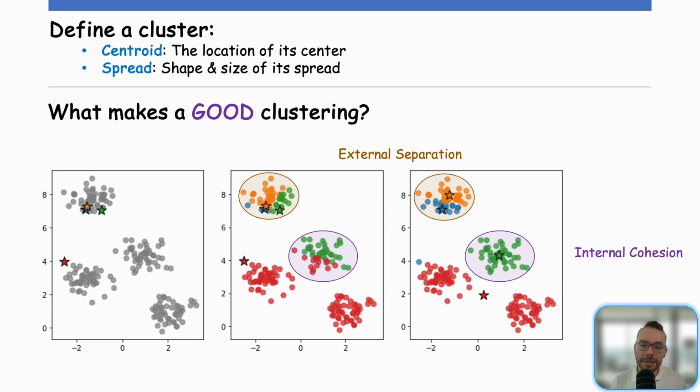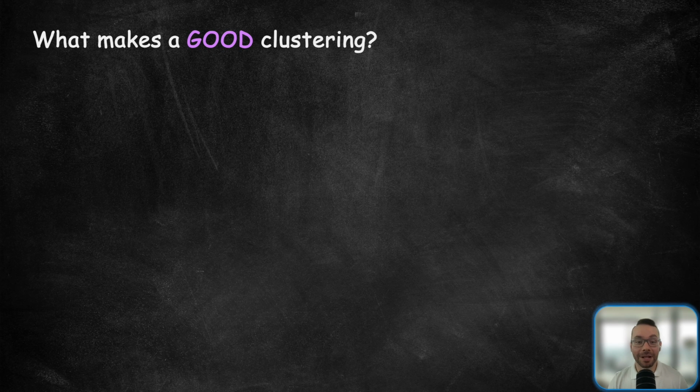So ideally, you want these 2 metrics, internal cohesion and external separation. So you want data points in the same cluster to be as similar, as close to each other as possible, and you want different clusters to be as different as possible from each other. Now, let's sum things up.